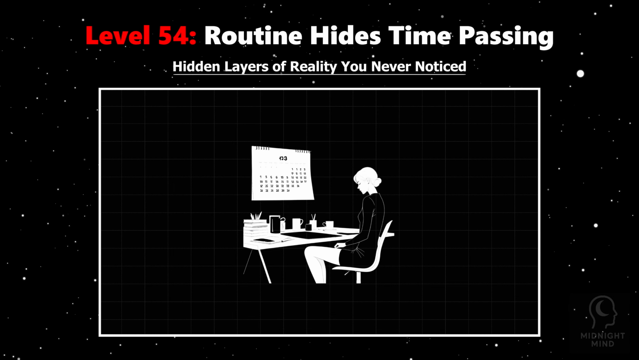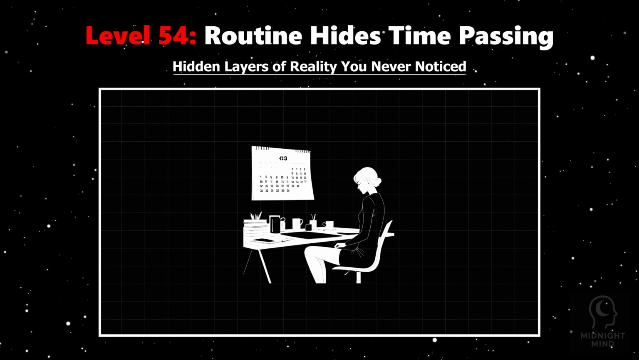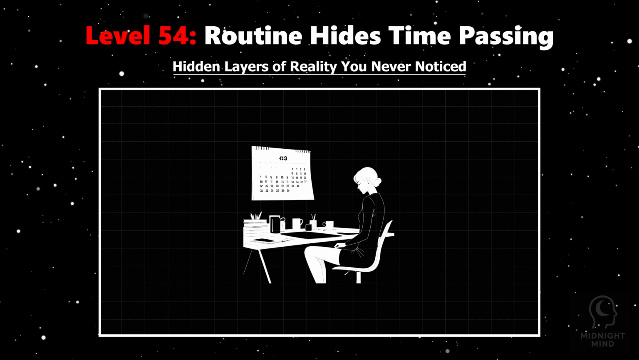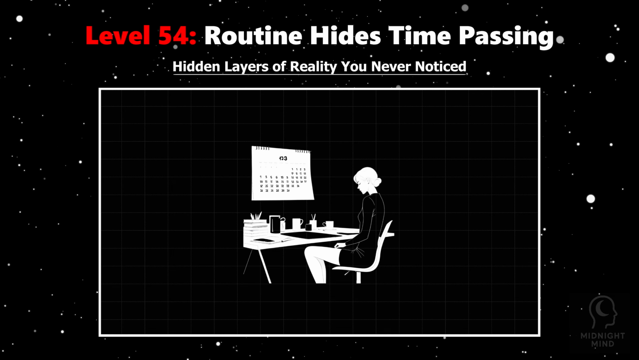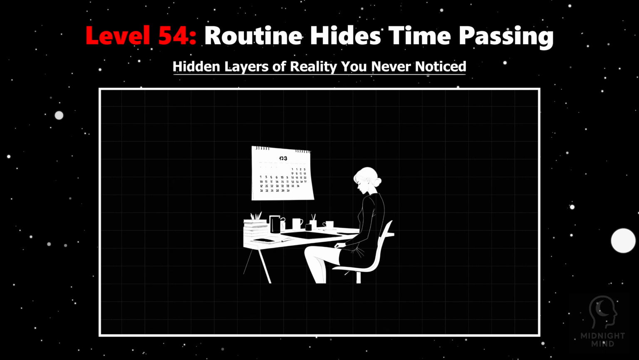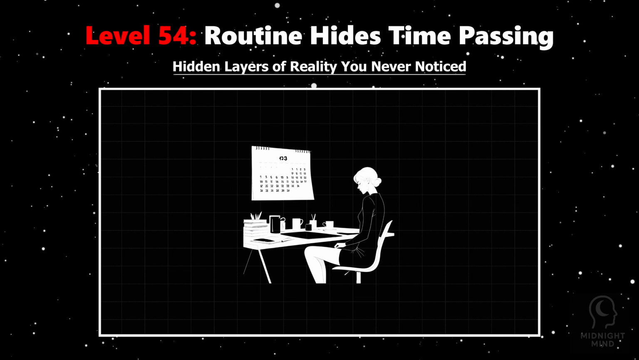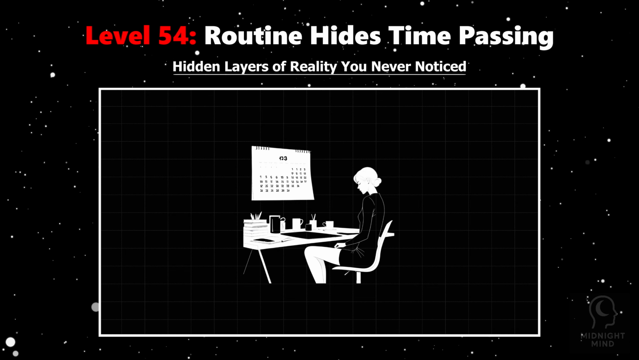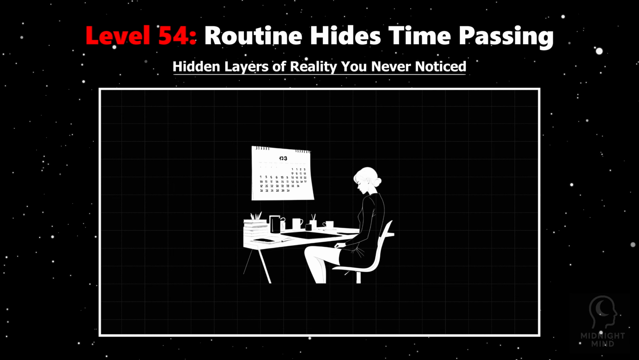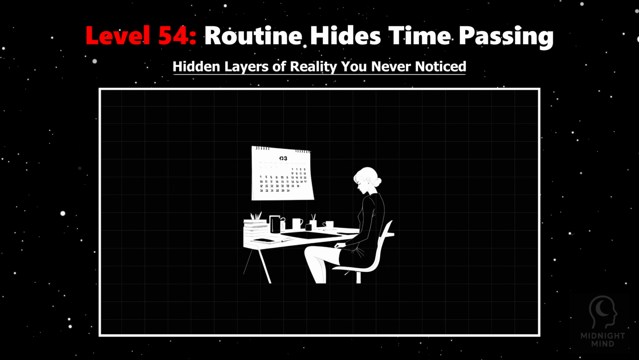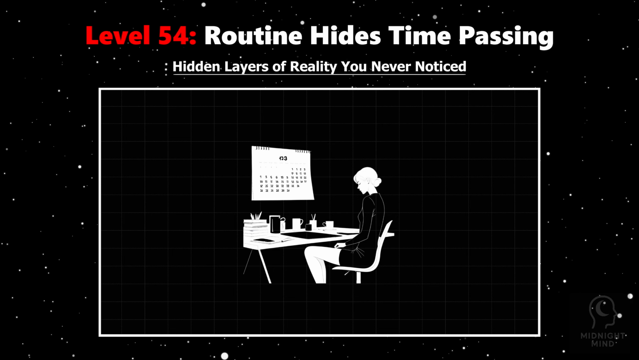Neuroimaging studies show that the hippocampus, the brain's memory center, fires less when experiences are repetitive, weakening temporal markers that help us track passing moments. For example, after years of the same job or daily schedule, people often reflect and realize how quickly time disappeared, despite feeling like they lived through it. This phenomenon explains why life sometimes feels like it passes unnoticed, leaving us longing for meaning beyond mere management. Recognizing how routine hides time's flow can inspire us to seek novelty, breaking the cycle to reclaim moments before they vanish into the past.